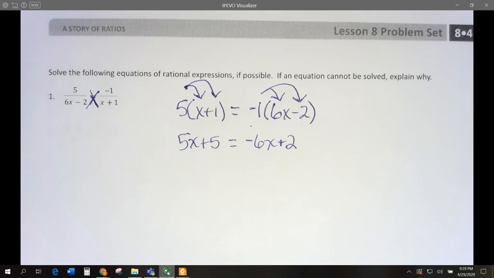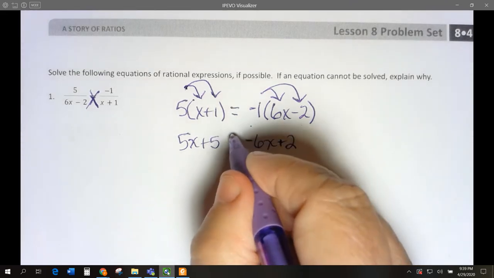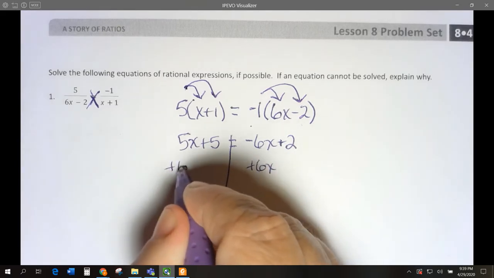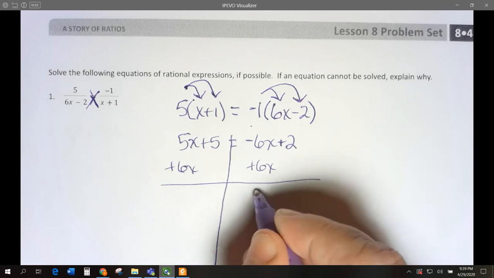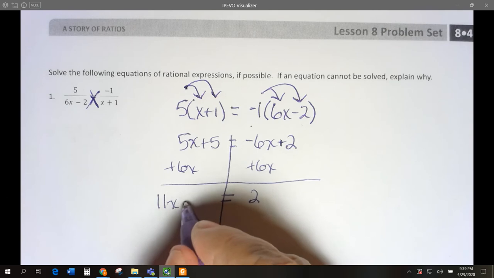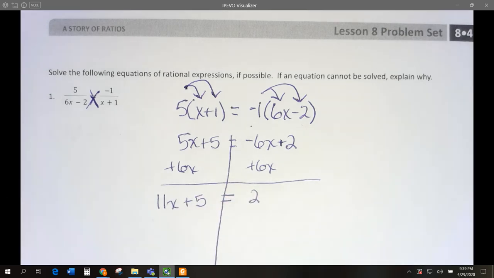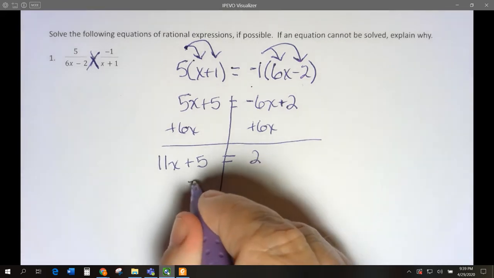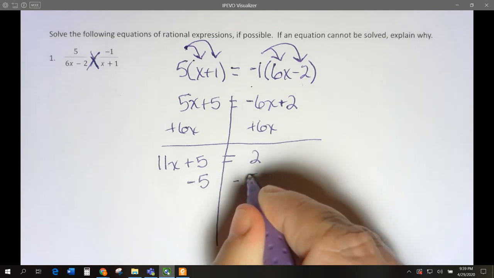Next thing we need to do is get variables on one side. So we got to get rid of the variable with the smallest coefficient. That would be the negative 6x. So we are going to add 6x to both sides. We get 2 over here, and we get 11x plus 5 over here. Next thing we do is get rid of our addition, so we're going to have to subtract 5 from both sides.